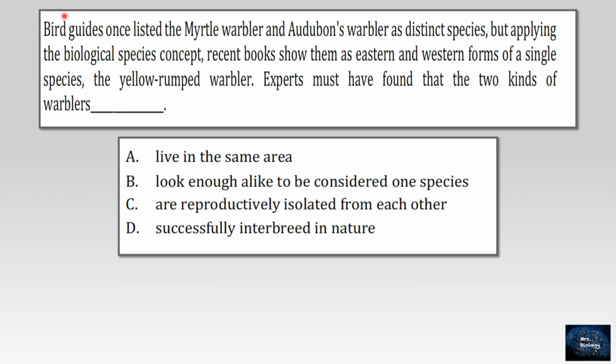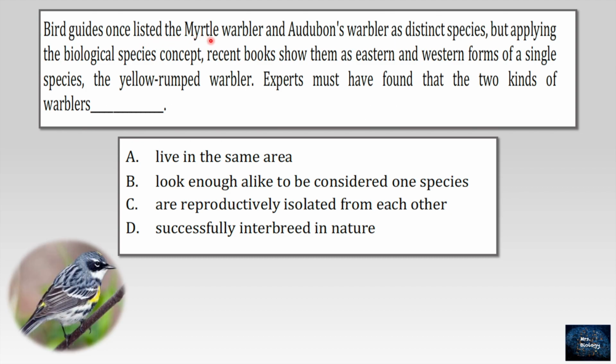Let's see this question. Bird guides once listed the myrtle warbler and the Audubon's warbler as distinct species. This is at the beginning, different species, but applying the biological species concept, recent books show them as eastern and western forms of a single species. They look like each other. Just look at them and try to compare. The yellow-rumped warbler. Now, experts must have found that the two kinds of warblers, what? How are they looking like each other in this way?